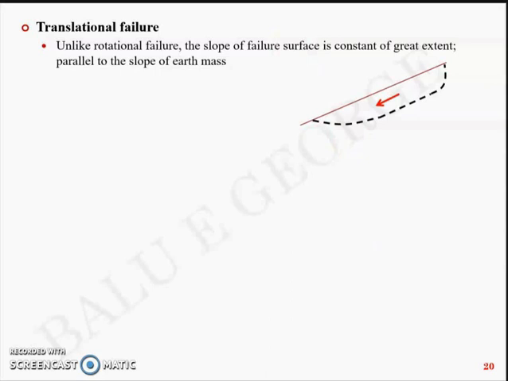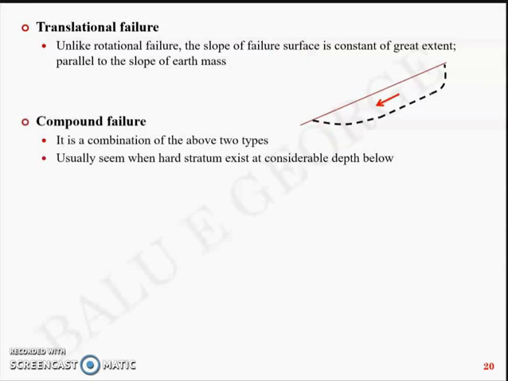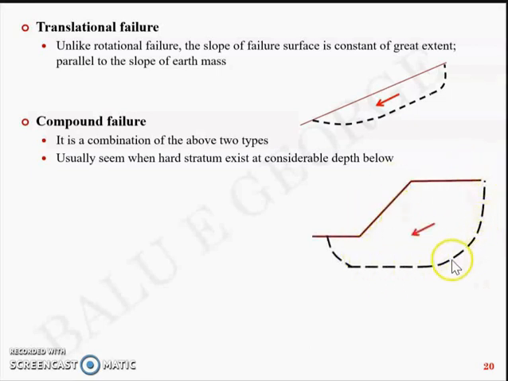Now, there's another thing called a compound failure. As the name suggests, it's a combination of the above two types, and it's usually seen when a hard stratum exists at a considerable depth. Right, this is a compound failure. The failure surface tries to attain a rotational failure, but it switches to a translational nature and goes all the way up to the ground level. So this can be considered a compound failure. It's a combination of rotational and translational.